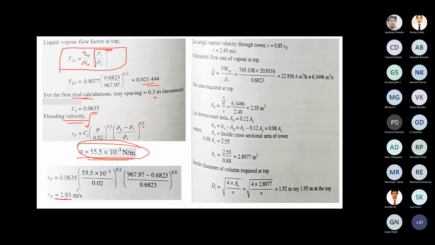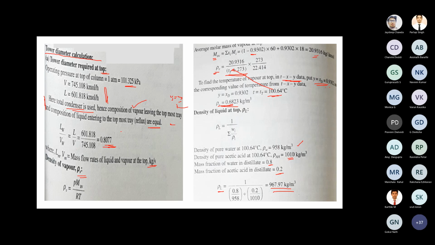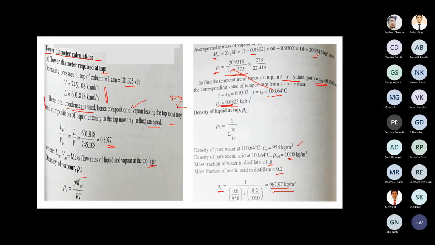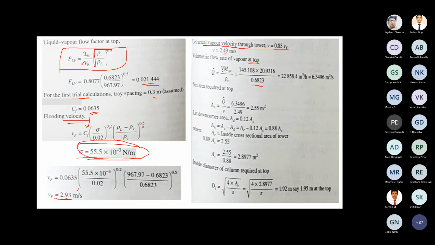Now you have to take the actual vapor velocity through the tower, that is 0.85 times the flooding velocity. So that is 2.93 into 0.85, that is 2.4. Then the volumetric flow rate of vapor at the top you have to calculate. V value is 745.108 kilomoles. Molecular weight we have calculated, that is 20.93. Then the density of vapor we know, that is 0.68. So this is the flow rate in meter cube per second.